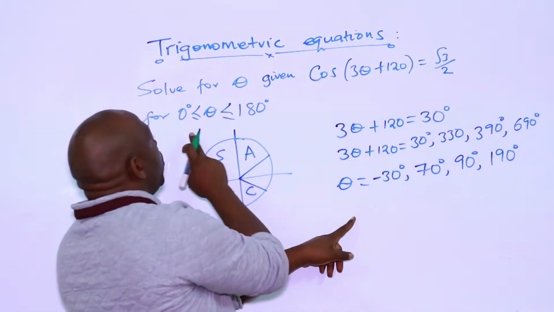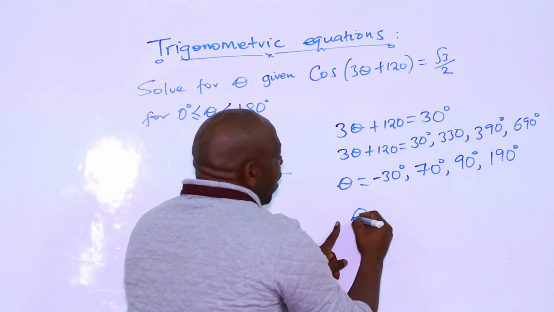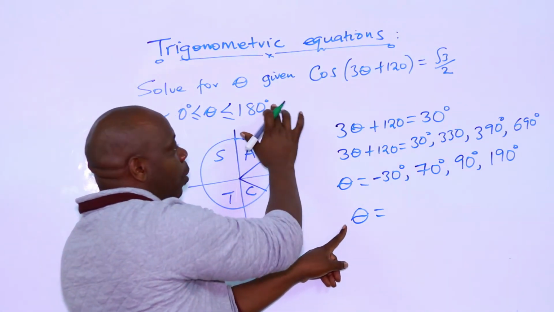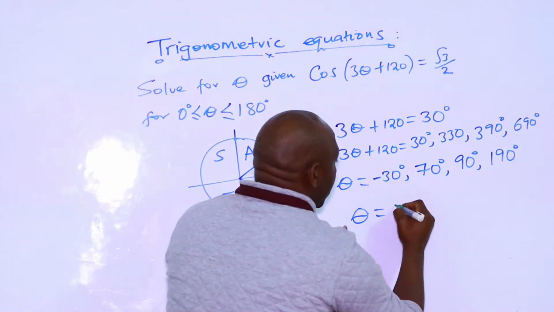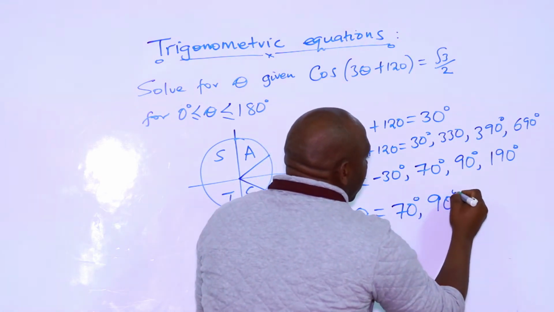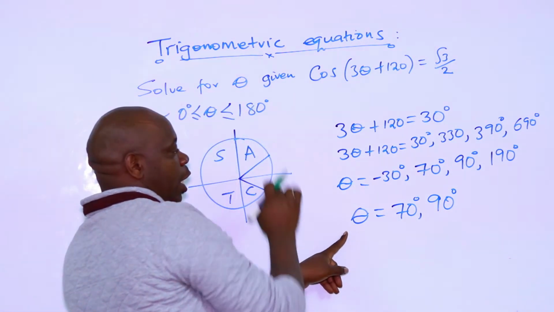And because you have been told for theta between 0 degrees and 180, you check for the values that are in between 0 and 180 degrees for the final answer. And that is 70 degrees and 90 degrees. Those are the only two values that are in between 0 and 180 degrees.